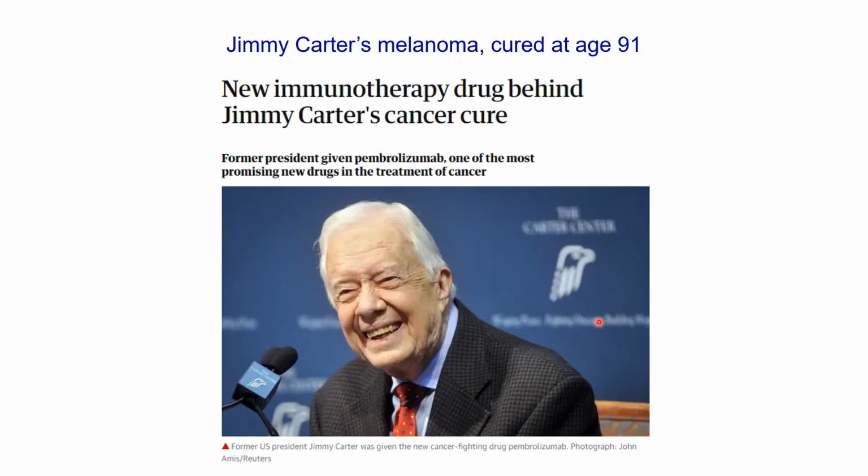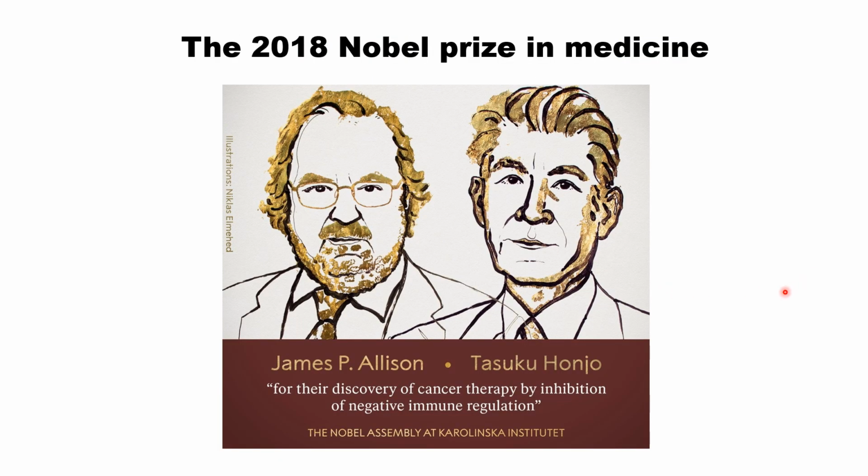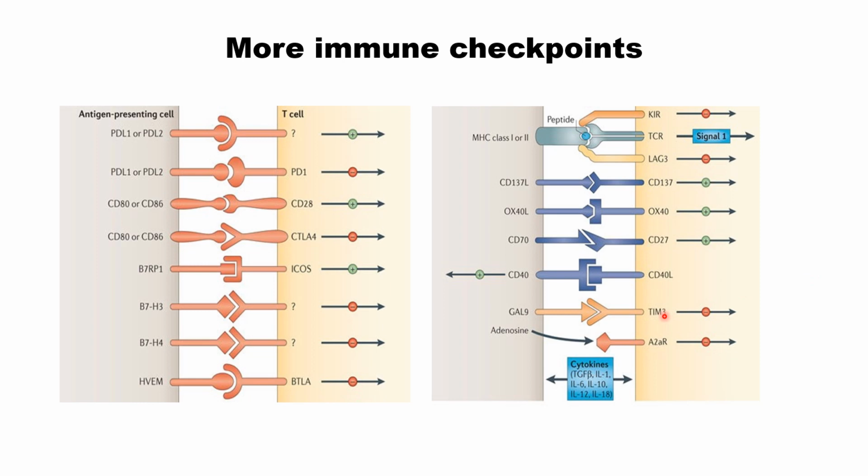Through this new immunotherapy, a drug based on the antibody structure, several years ago, former U.S. President Jimmy Carter's melanoma was cured even at the age of 91. And this new idea of boosting the immune system through the immune checkpoint got the Nobel Prize in 2018. The starting point was PD-1 and PD-L1. Now many other immune checkpoints are under study to develop more varied and more powerful cancer drugs.